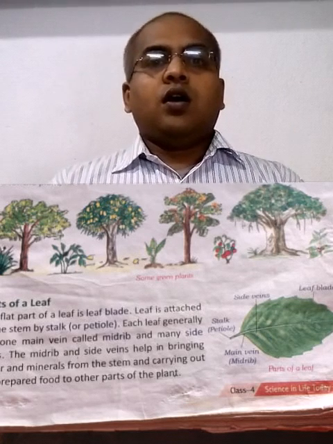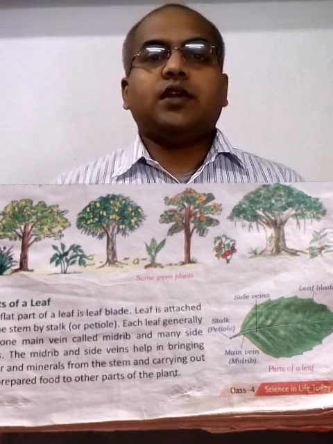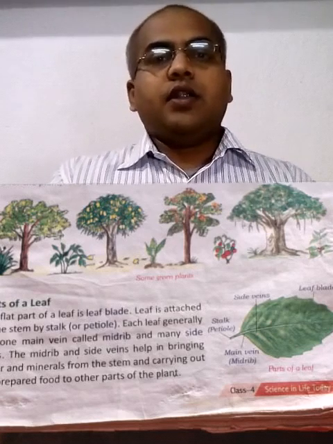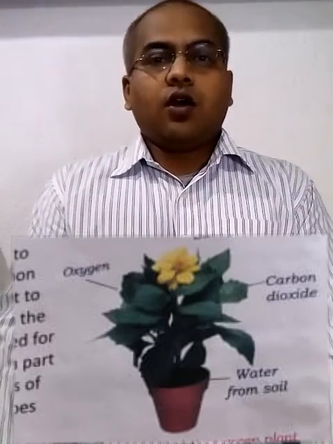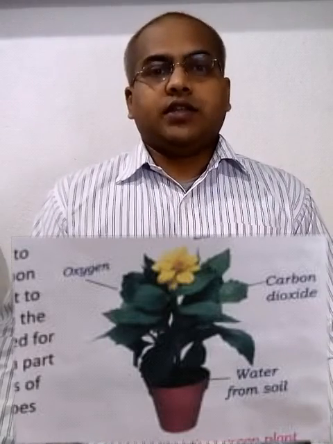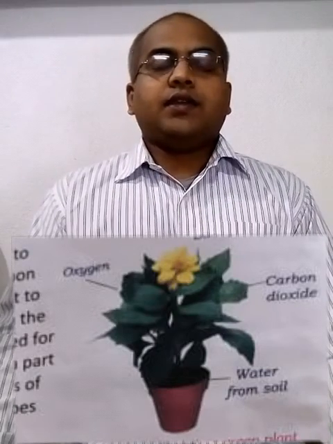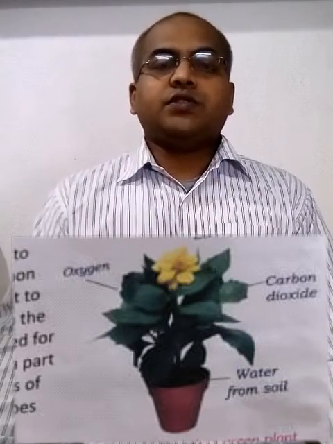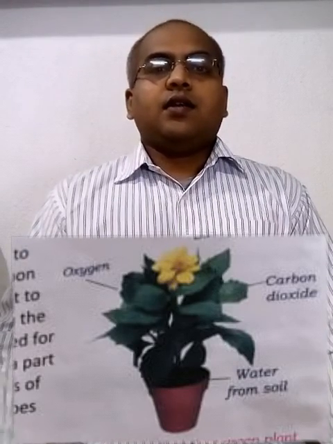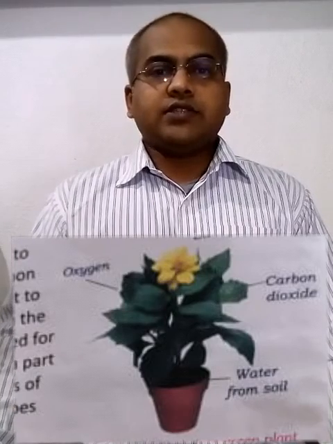So we have to understand the several parts of a leaf to understand the process of producing food, and that is why leaves are called the kitchen of the plant, because food is produced inside the leaf. We had already discussed that leaves have different parts, like the part through which the leaf is attached to the stem, called the stalk or petiole. Then there is one main vein, or midrib, and several side veins.